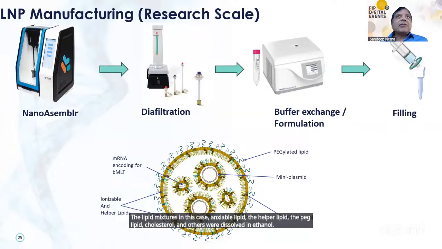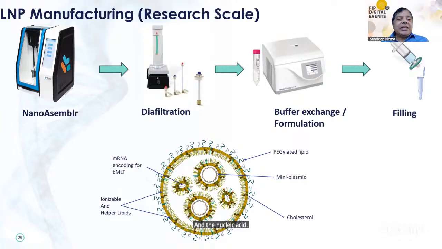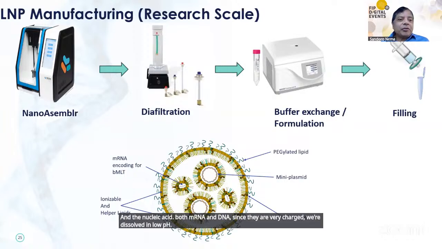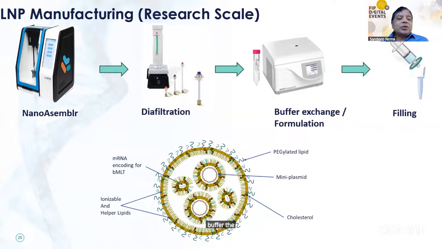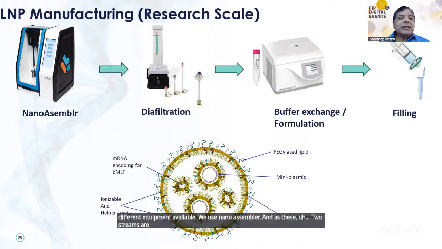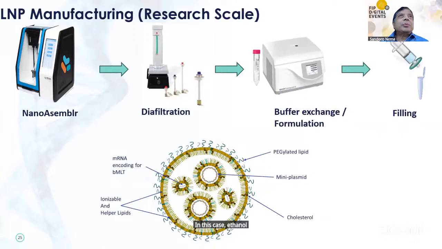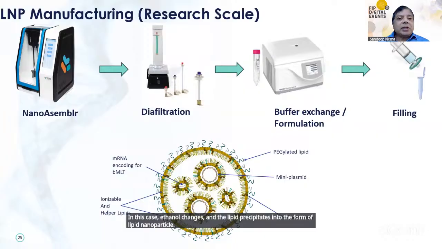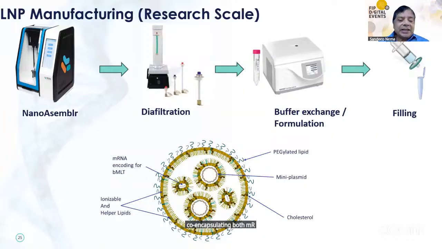And the nucleic acid, both mRNA and DNA, since they are very charged, were dissolved in low pH buffer. The two streams were mixed using a microfluidics. There are a bunch of different equipment available. We use NanoAssembler. And as these two streams are mixed together, the polarity of the solvent, in this case ethanol, changes and the lipid precipitates into the form of lipid nanoparticle, co-encapsulating both mRNA and DNA.